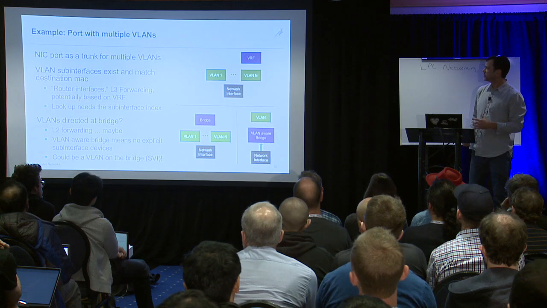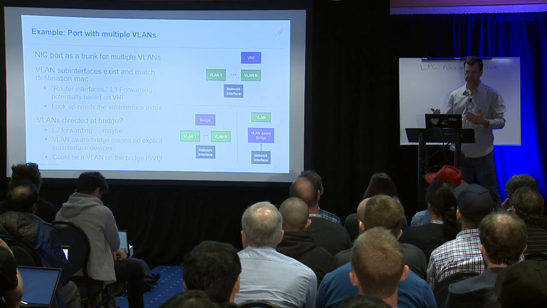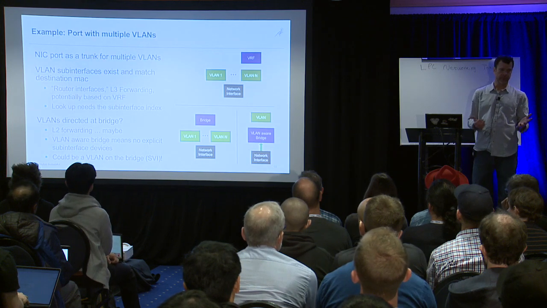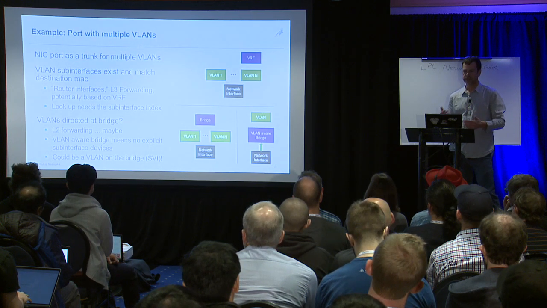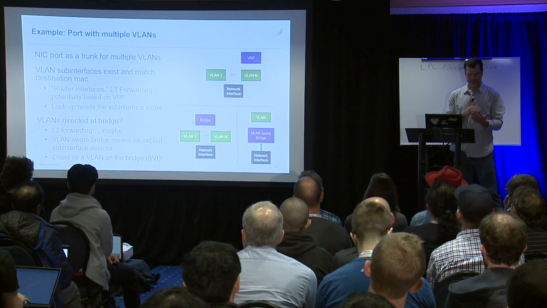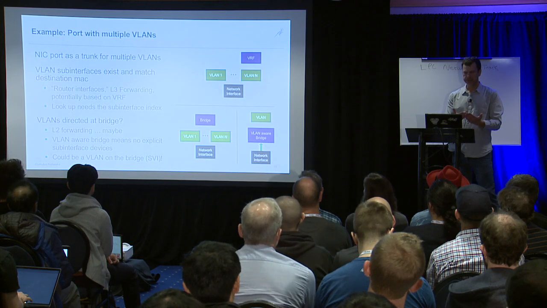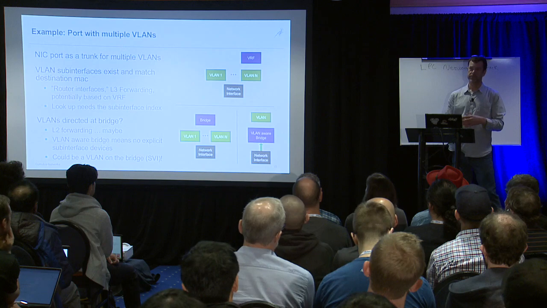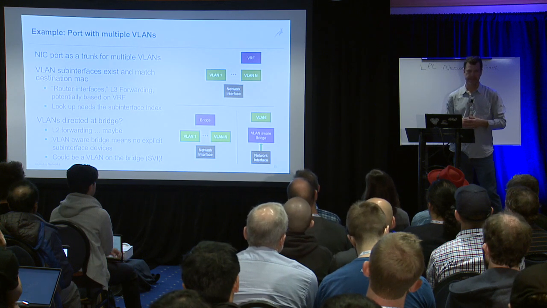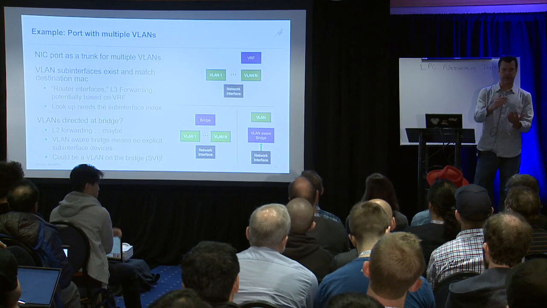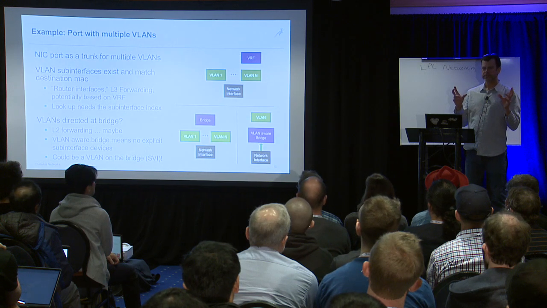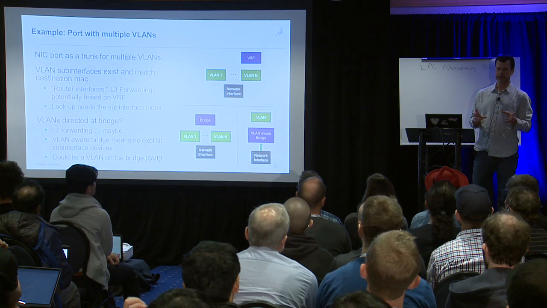So specifically, if you look at VLANs, like I said, those VLANs can be in any number of locations. Or if you look at bridges and the VLANs going into a bridge, or it could be a VLAN-aware bridge, in which case you don't have an explicit VLAN device. You just have the network interface trunked into a bridge. So you've got some challenges in how you handle these lookups.